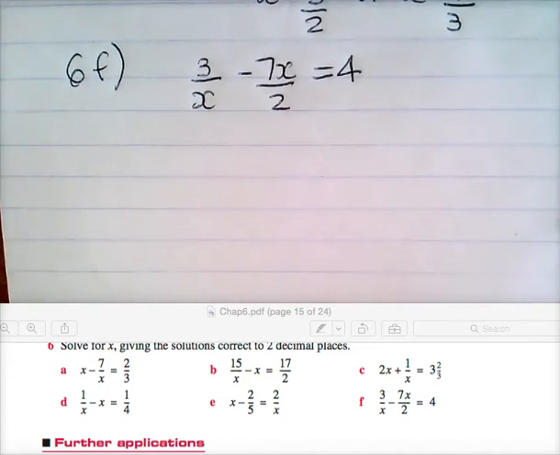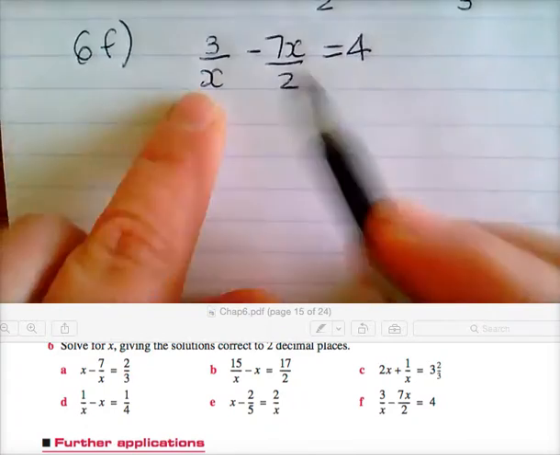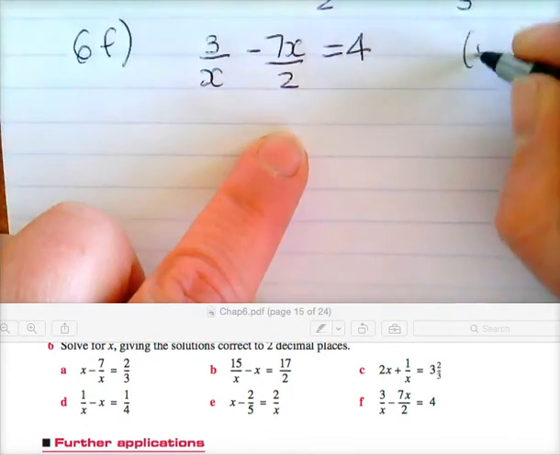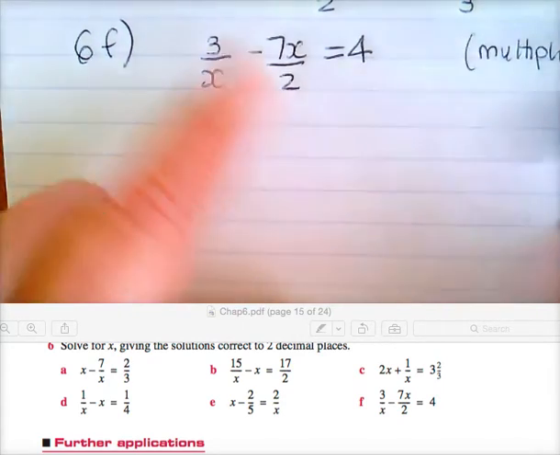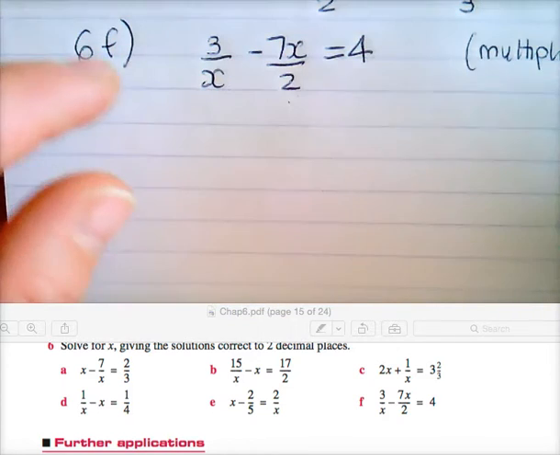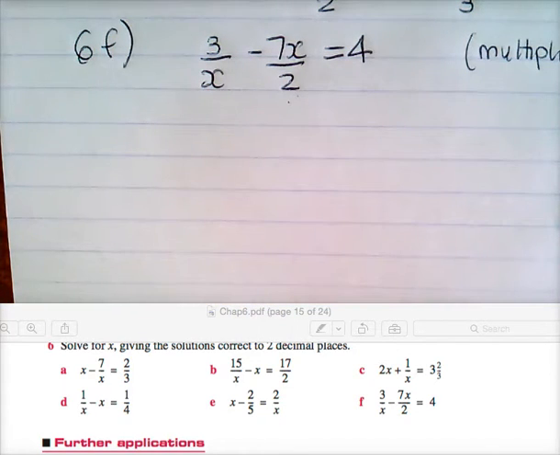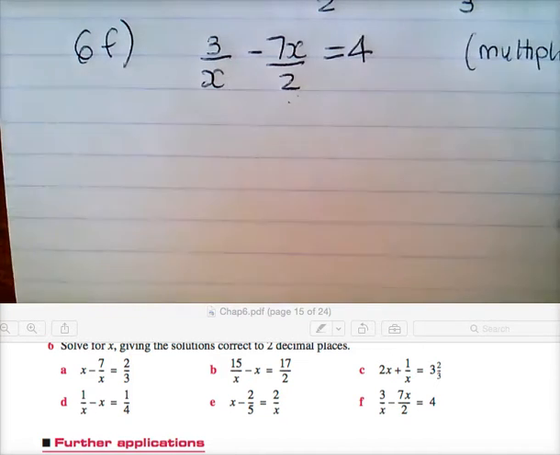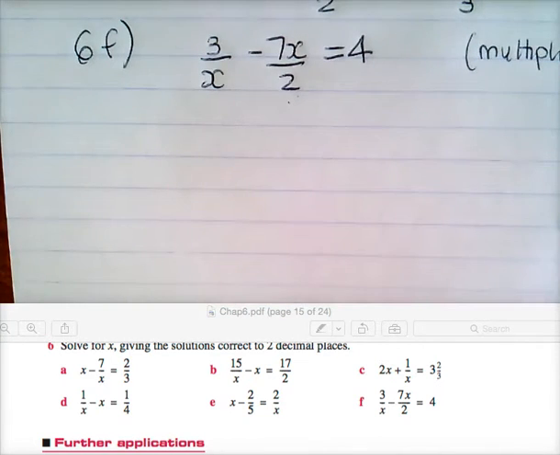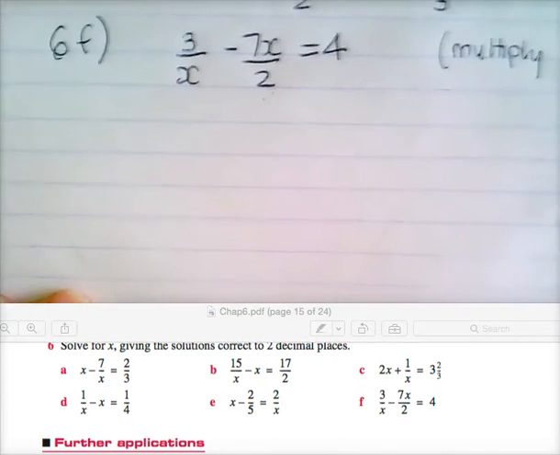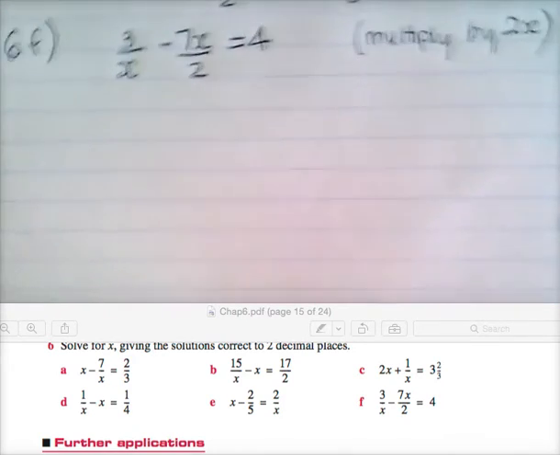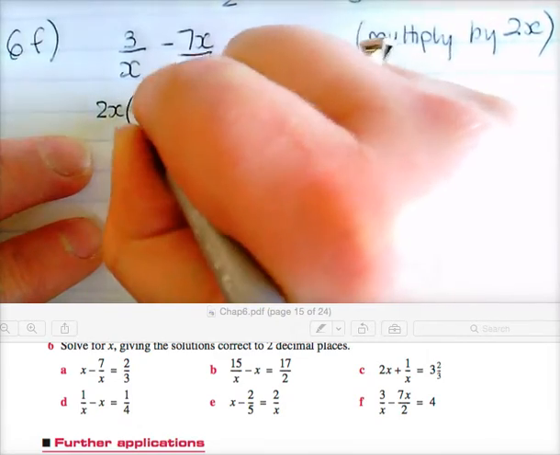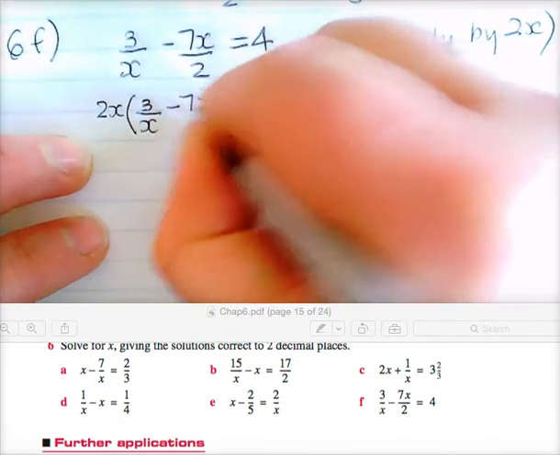You need to get rid of the divide by x and the divide by 2. So what's the opposite? So you look at those. Lowest common denominator is 2x. You've got to get rid of the divide by 2 and the divide by x. So the opposite of dividing by 2 and dividing by x is timesing by 2 and timesing by x. So you're timesing by 2x. Okay? So we're going to multiply the left-hand side and the right-hand side by 2x.